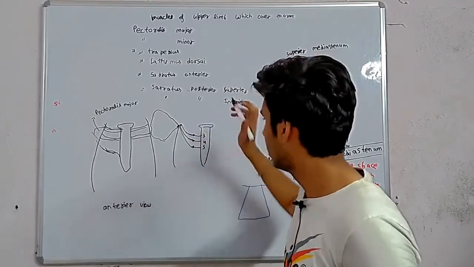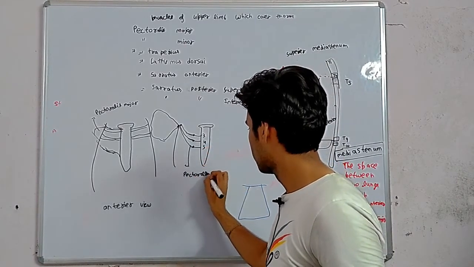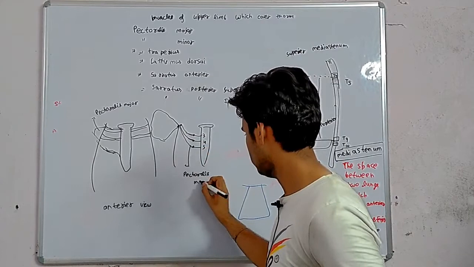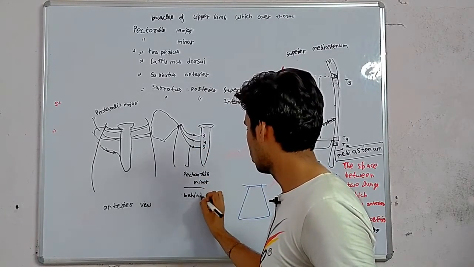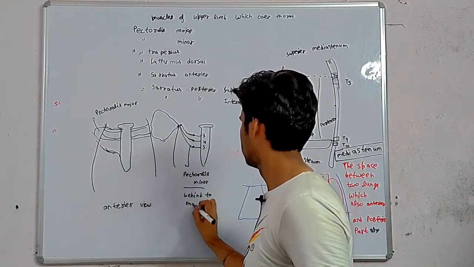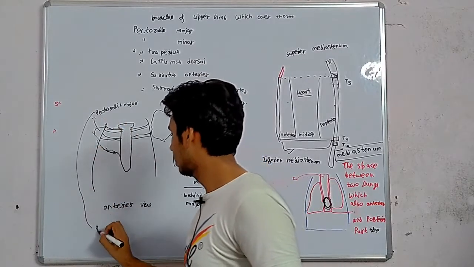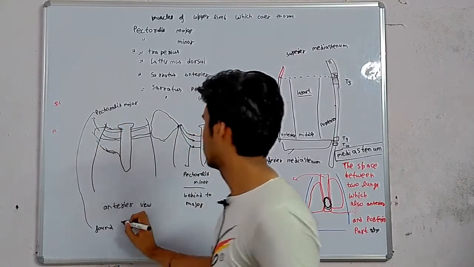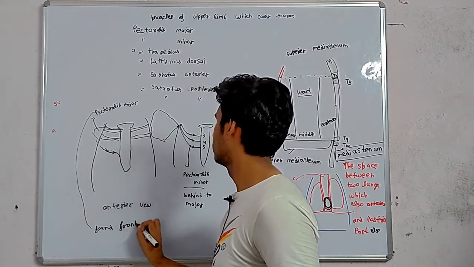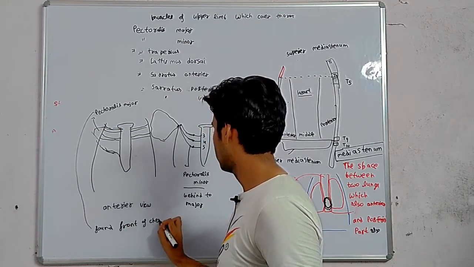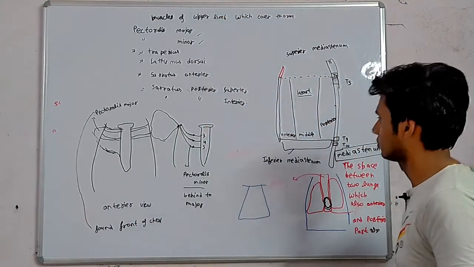Okay, pectoralis major. So pectoralis minor is behind the major. Pectoralis major is found in the front of the chest. Done. So 2 muscles complete. Now we talk about the trapezius muscles.